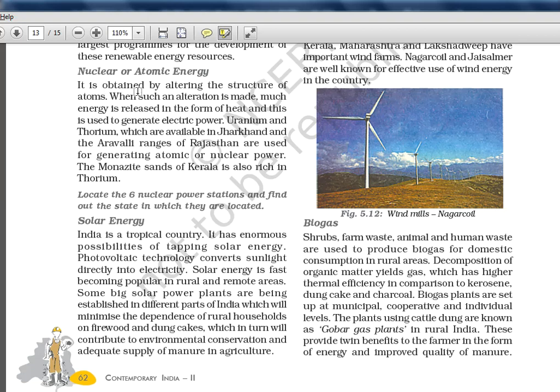So nuclear, it is obtained from the structure of atoms. We know nuclear fission is there, nuclear fusion is there, lot of processes there. And thorium is available in the monazite sand in Kerala in huge amount, but we don't have much uranium. Okay, uranium is there in, I think, Meghalaya and all.